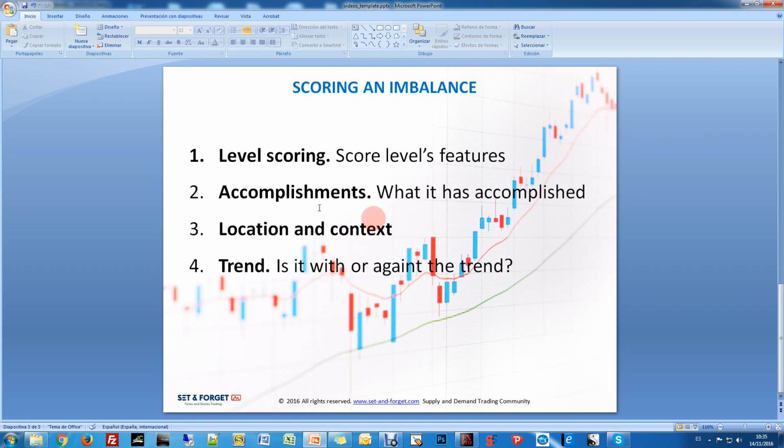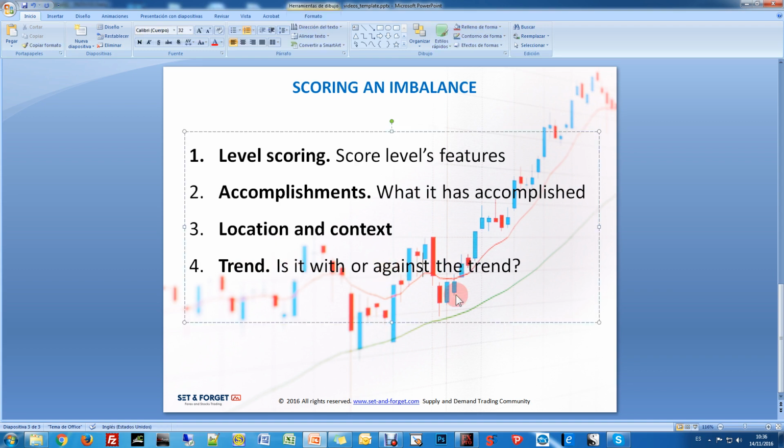And the last one, but not the least, which is very important, is the trend. Does that level go with or against the trend? If it goes against the trend, it is a counter trend level. Are you allowed to take that one? Is that in your trading plan? You should know that. You should put all that down in your trading plan.